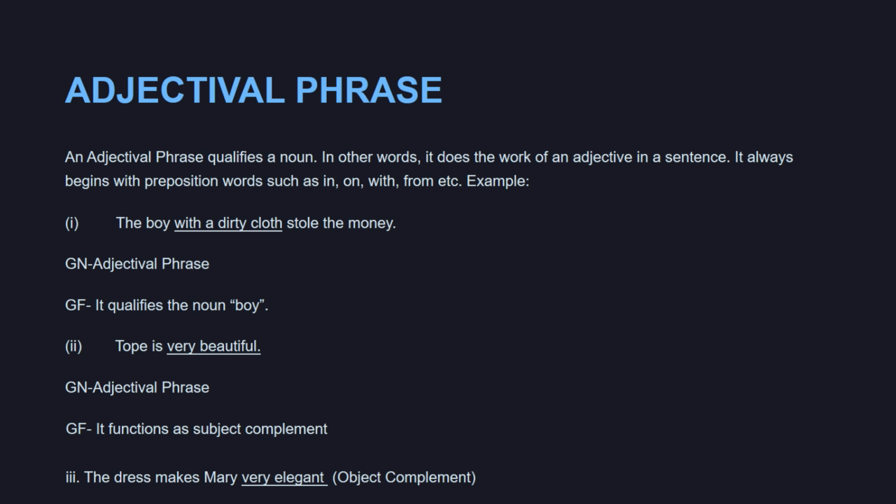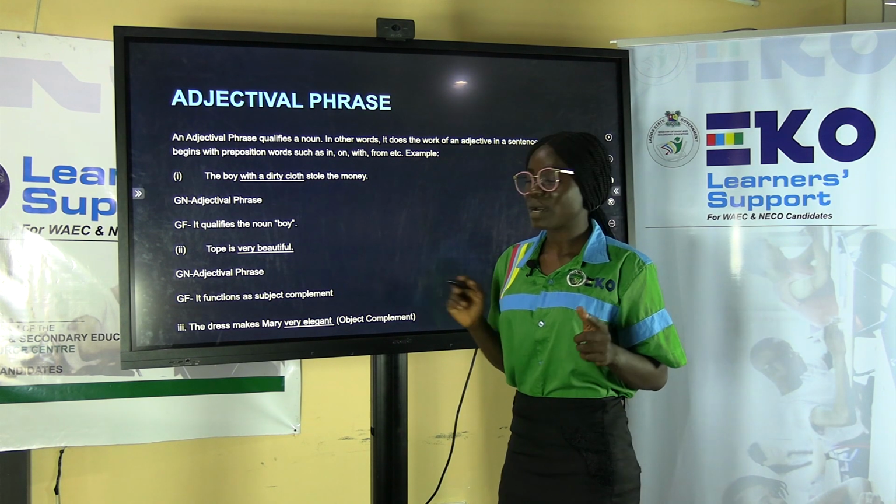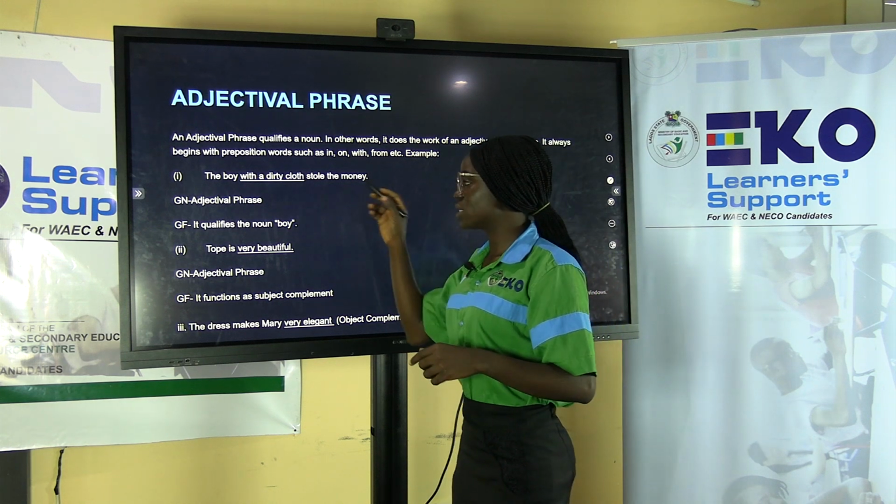Look at the first example we have here. The boy with a dirty cloth stole the money. Look at the sentence once again. What is the purpose of the underlined words there? It is qualifying the noun, right? What is the noun? The noun is the boy. What is modifying or qualifying the boy? That is, what is giving us more information about the boy? What is giving us more information about the boy in this sentence is with a dirty cloth.